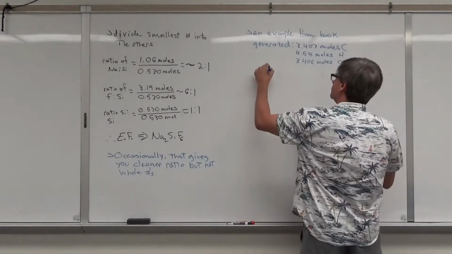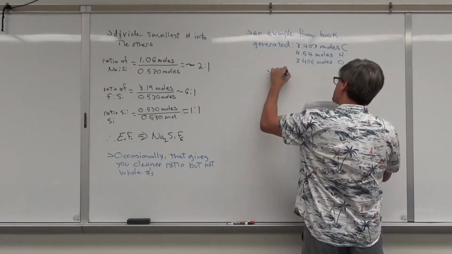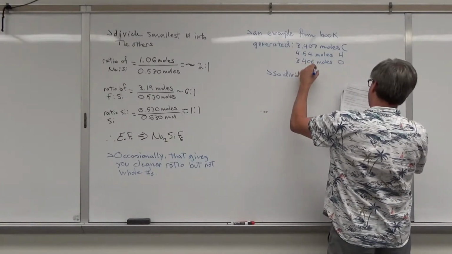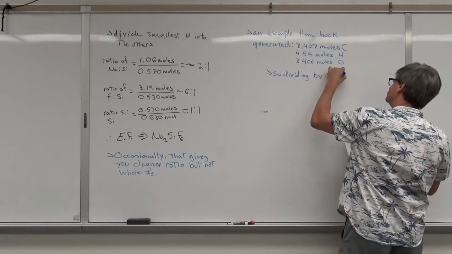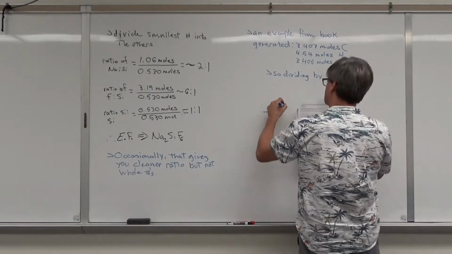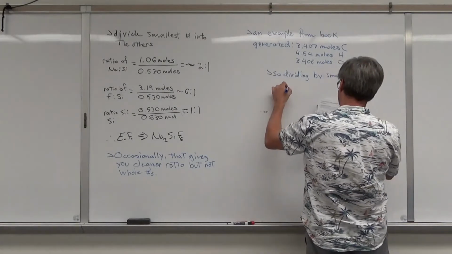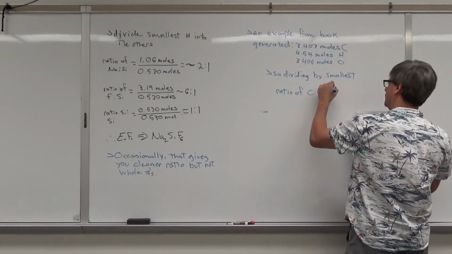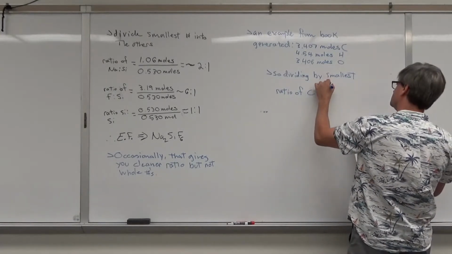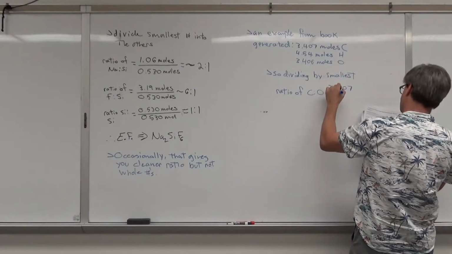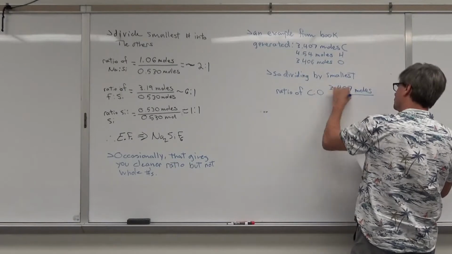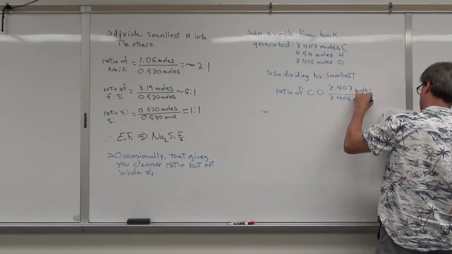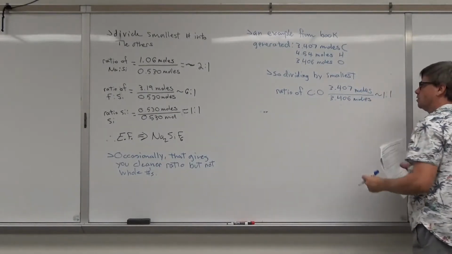All right, so dividing by the smallest. Ratio carbon to oxygen is 3.407 moles, I didn't even set this up, right? Clearly it's 1 to 1. Okay, so it's about 1 to 1 carbon to oxygen.